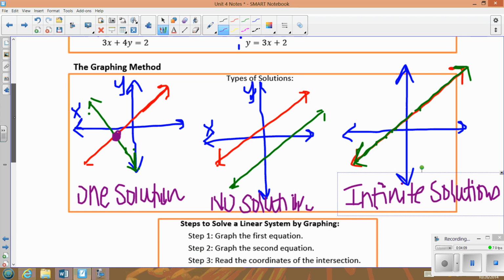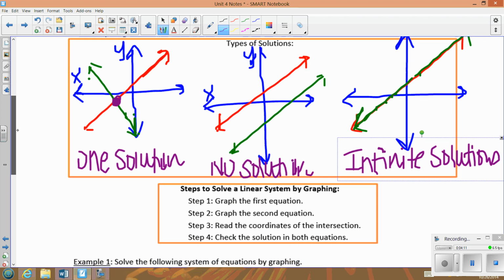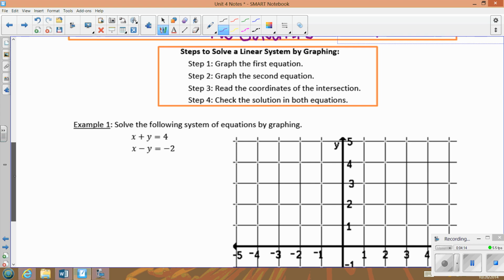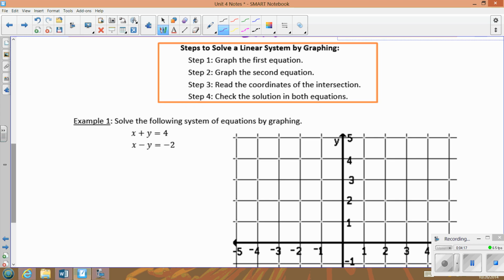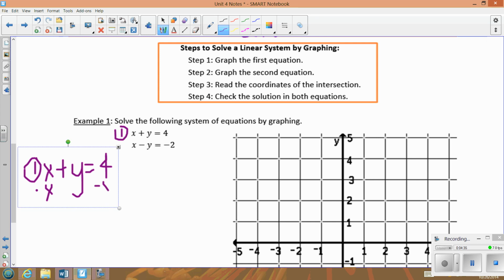So let's go ahead and try some examples now that you see the different situations. So the steps here for solving, you're going to be given an example. So look at example 1. We have two equations. Step 1 is to graph the first equation. So I'm going to just call this equation 1. It doesn't matter which one you choose to graph first. But if you remember from last unit, we talked about how to graph lines. So you always have to get it into y equals mx plus b form first. So we have y equals negative x plus 4.